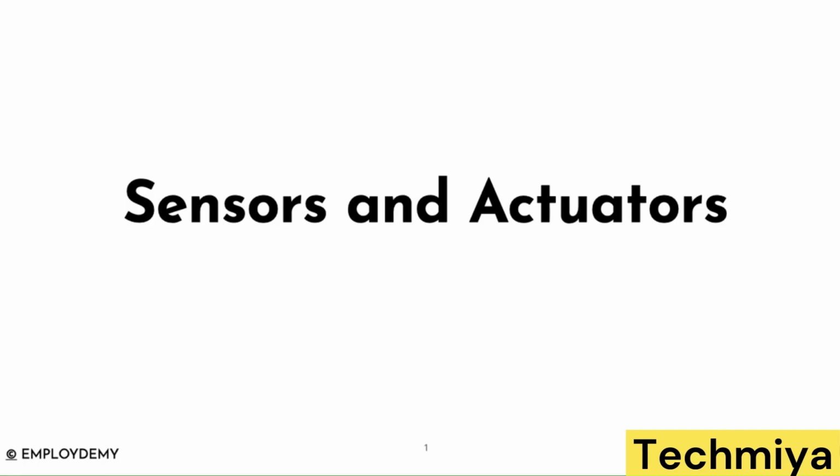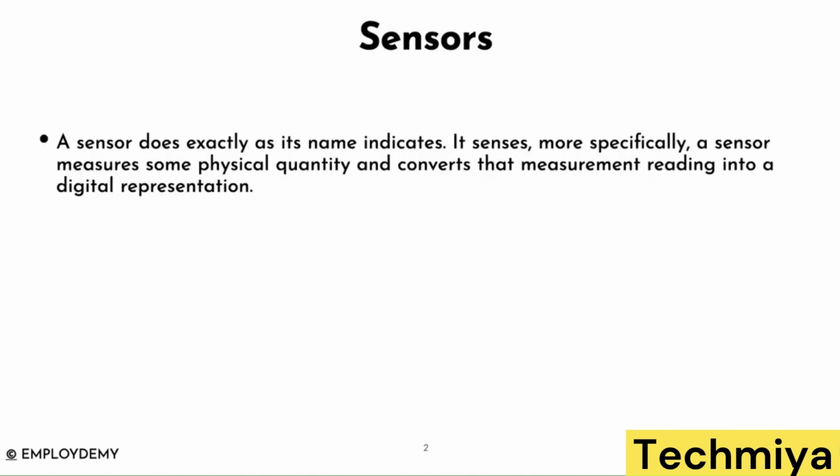Hello friends, in this video we'll be talking about sensors and actuators. So what are these jargon words? What do they do? Coming to sensors, a sensor does exactly what its name suggests. It senses, that is, if there is any parameter to be measured. More specifically, a sensor measures some physical quantity and converts that measurement reading into a digital representation. So reading physical quantities and converting them into a digital representation is what a sensor does.